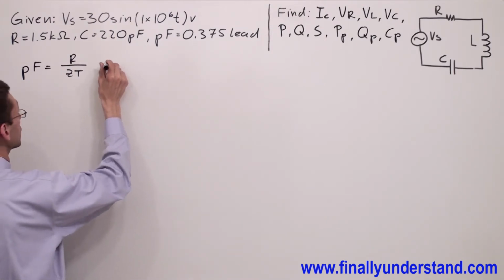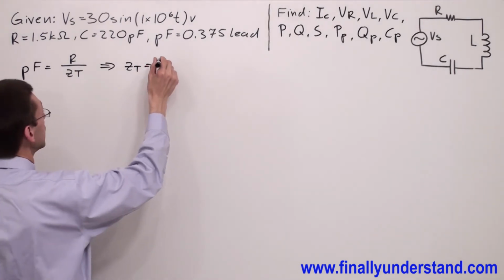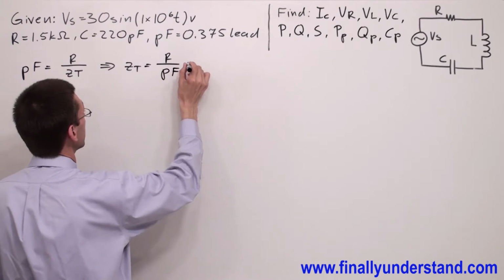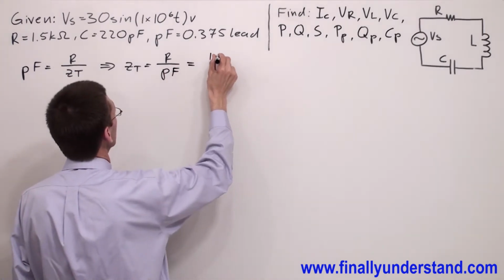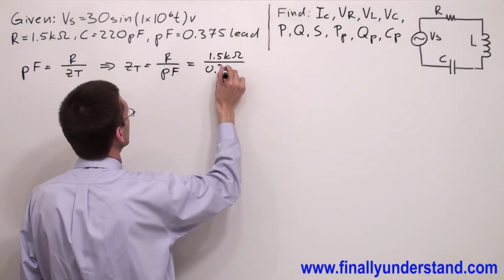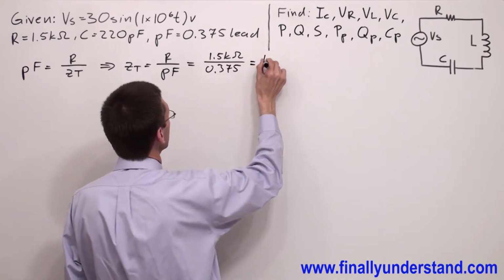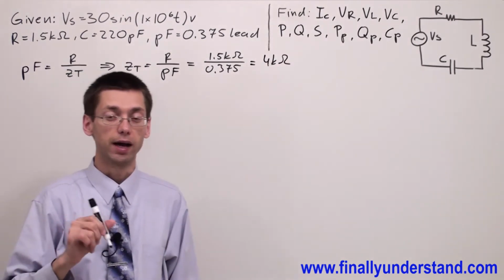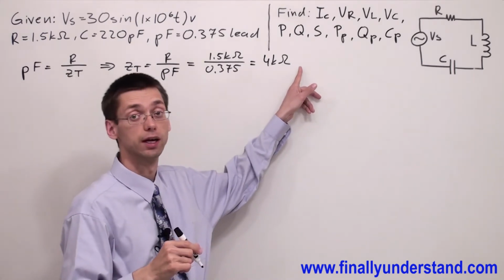So if you use algebra, you'll find that Z total is equal to R over power factor, which is equal to resistance 1.5 kilo ohms divided by 0.375. This is equal to 4 kilo ohms. Please notice that my total impedance is incomplete. I'm supposed to find also the angle.